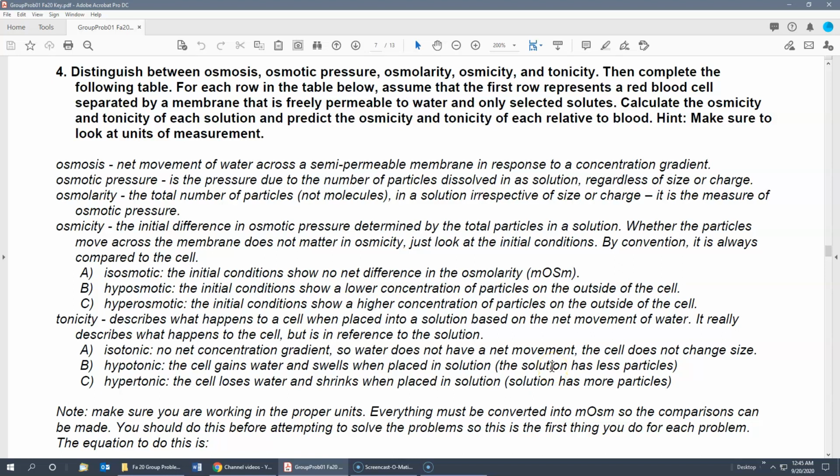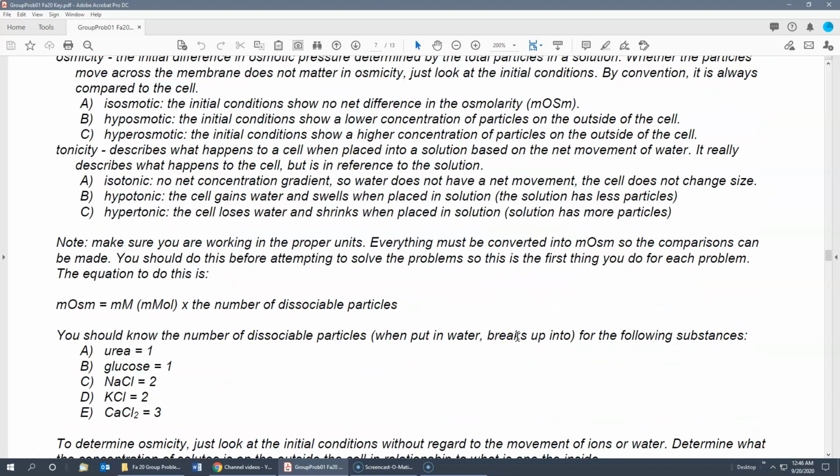Tonicity describes what happens to cell volume when placed into a solution. It really describes what happens to the cell, but it's in reference to the solution. So isotonic means there's no change in cell size because there's no difference in the gradient, the osmotic pressure inside and outside the cell. Hypotonic means the cell gains water, right? It swells in that solution. So the solution has less particles, hypo. And hypertonic, the cell loses water. It shrinks when it's placed in the solution because the osmotic pressure is higher outside the cell. It has more particles, which pulls water out.